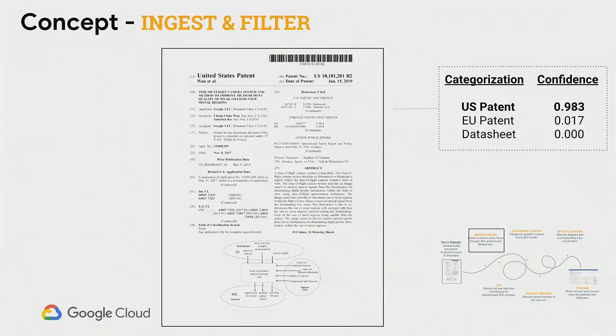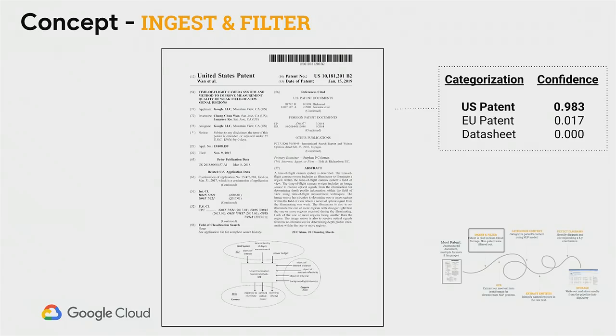While the shell script is launching, let me go through what each model is doing. The first model is classifying between the European patent, US patent, and another category called datasheet, which is just more detailed specs about the patent itself. In order to classify these specific categories, we'll have to use a custom model, because the generic model that Google has as an API will not be specific enough for these three categories.